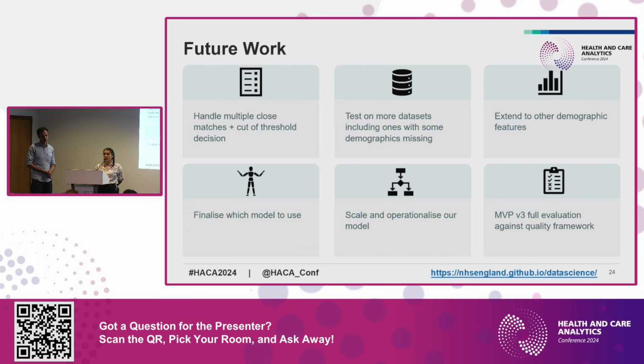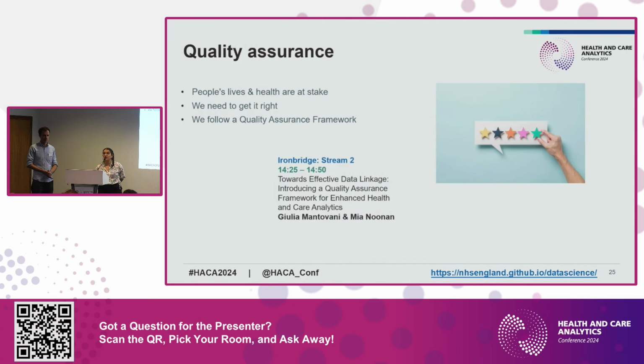And then we need to scale and operationalize our model once it's finished. Currently we're working on a minimum viable product with a full evaluation against our quality framework. Our quality framework is really important because people's lives and health are at stake when it comes to this linkage, so we need to get it right. We follow a strict quality assurance framework that was made by some of our team members whose talk is happening this afternoon. So do go and check that out if you are interested.